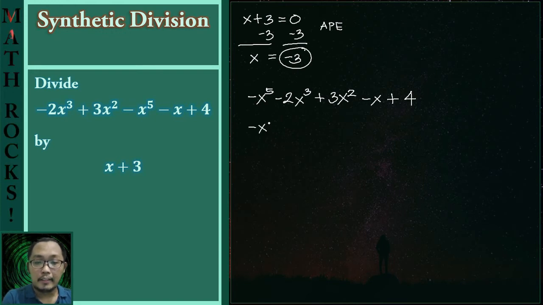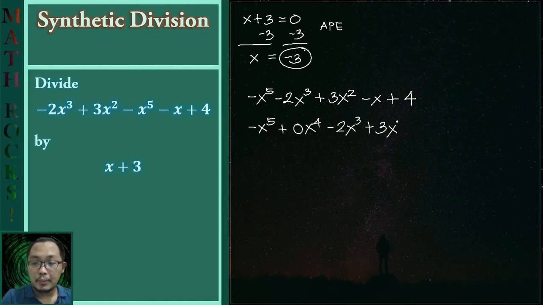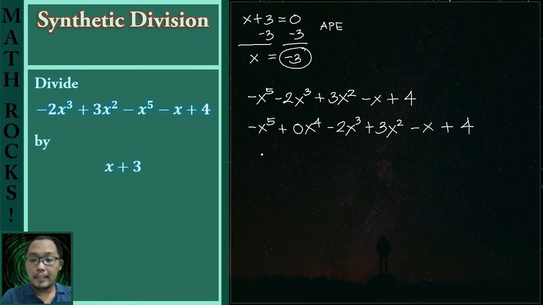Doing so, we have negative x raised to 5, with the term containing the exponent of 4 having a coefficient of 0, so we have 0x raised to 4, followed by negative 2x cubed plus 3x squared minus x plus 4. And since we have this polynomial written in the proper order, as well as having a 0 for the missing term, we can now set up the coefficients of our polynomial in the synthetic division process.